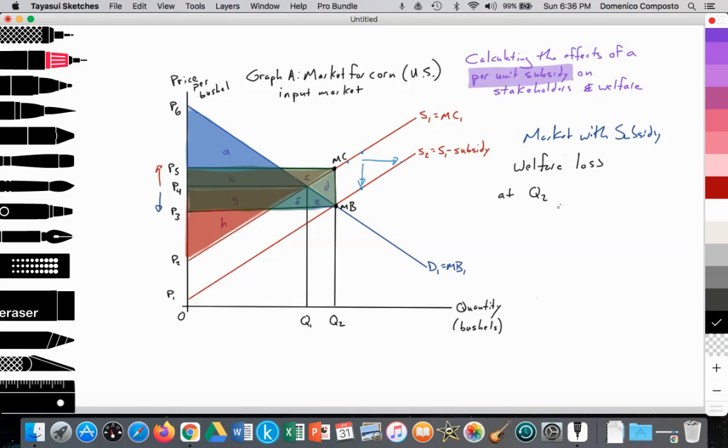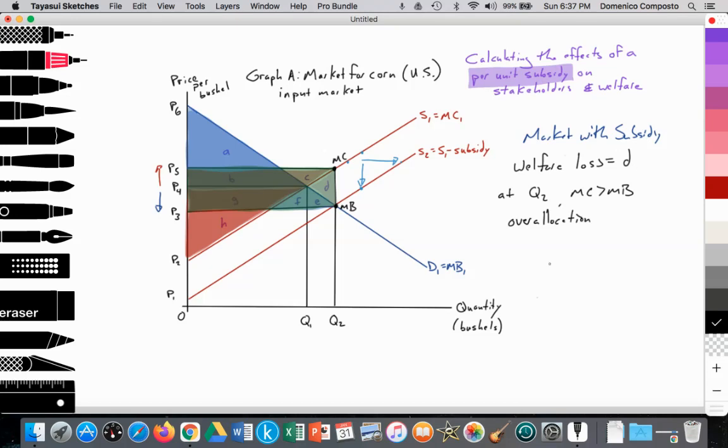So at Q2, we notice that the marginal cost is greater than the marginal benefit, which means that there's an overallocation. We're providing too many resources to the production and consumption of corn, which is not really desired by society. Society doesn't need this quantity of corn, so it's generating a level of waste. And thus there's a welfare loss generated, area D.